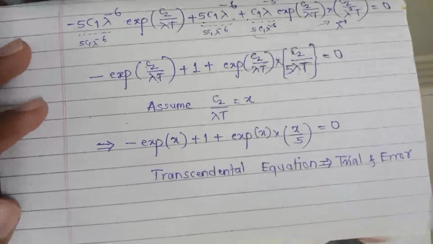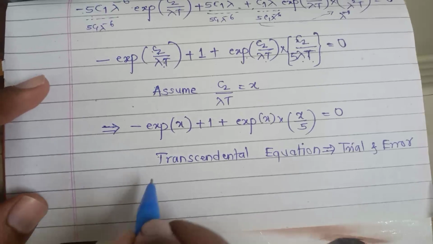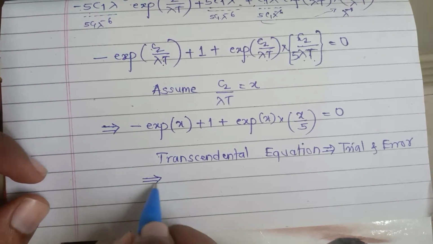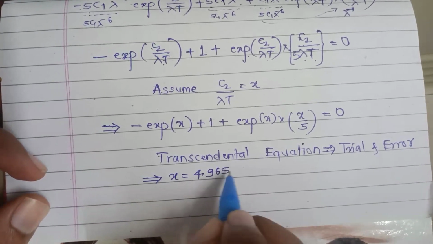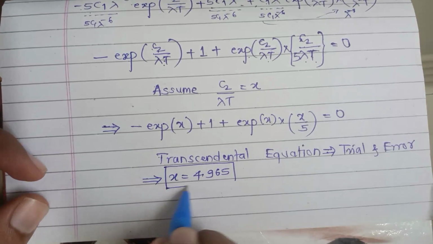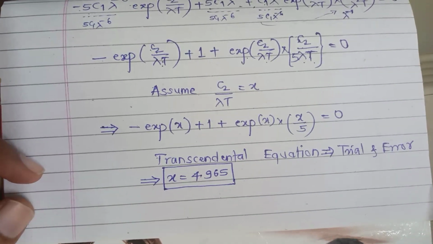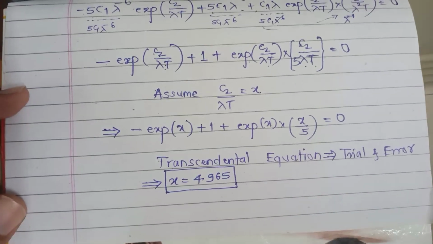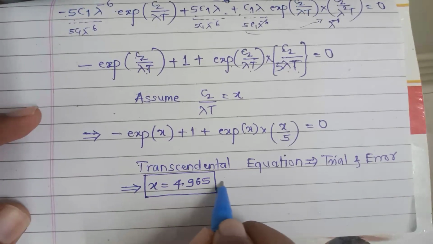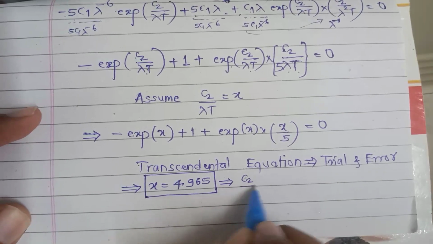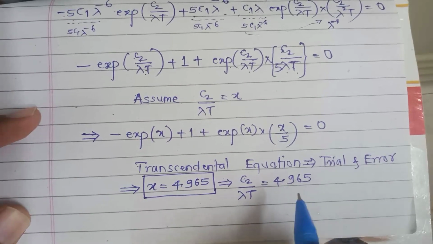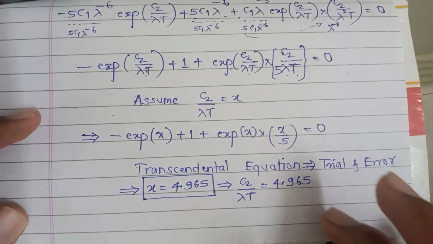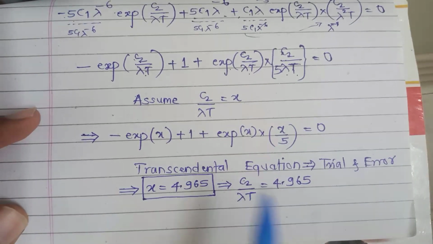So now what I can do, I can write the value or the solution for this transcendental equation by trial and error. When we solve it by trial and error, we get x is equal to 4.965. If you want, you can see the calculation procedure once again by rewinding the video, because it is very necessary for you to understand this. If this is 4.965, then what exactly is x? X is nothing but C2 by lambda T, and it is equal to 4.965.